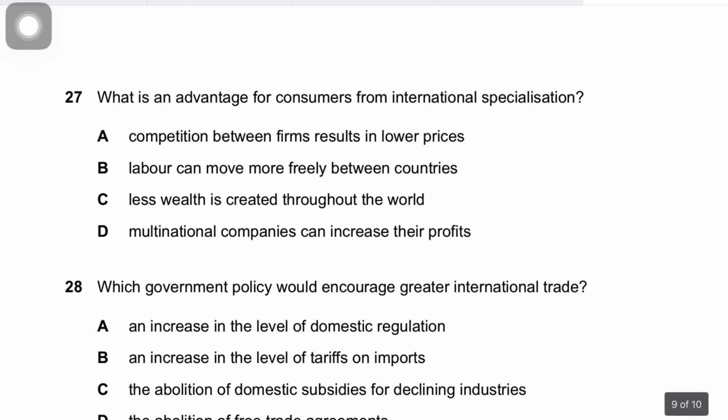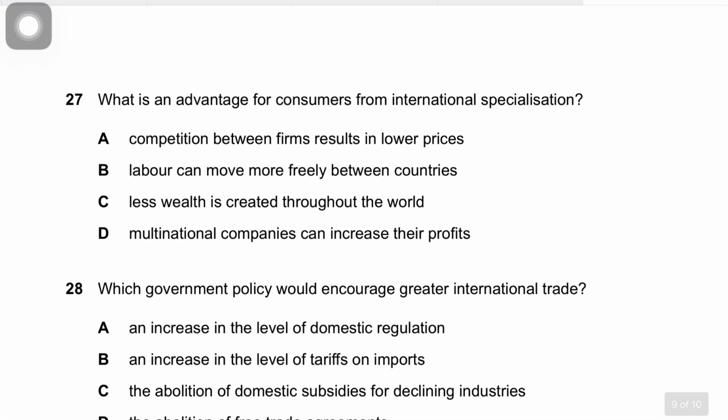Question number 27. What is an advantage for consumers from international specialization? See, what do you mean by international specialization? Firms specialize, workers specialize. International specialization, countries specialize. International specialization means countries concentrate on producing those goods and services in which they are relatively more efficient. For example, Pakistan is more efficient at producing agriculture because of its natural resources and soil and climate. Germany in cars. France in, let's say, wine, right? Cuba for cigars, let's say.